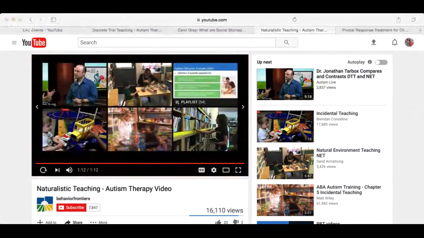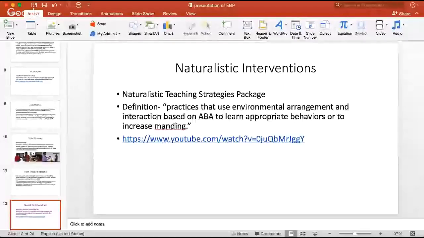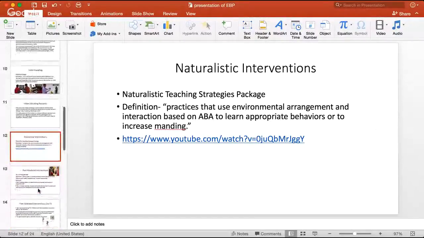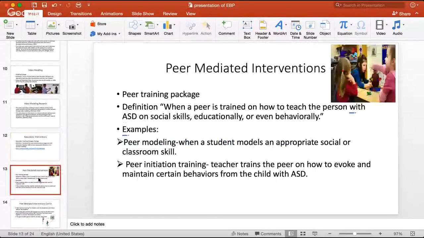So I really like that example of naturalistic teaching because it allows for the child to have choices. That's what a lot of naturalistic teaching is, and it gives them that communication on being able to say what they want. So it's almost like a forced choice, and it broadens their communication.